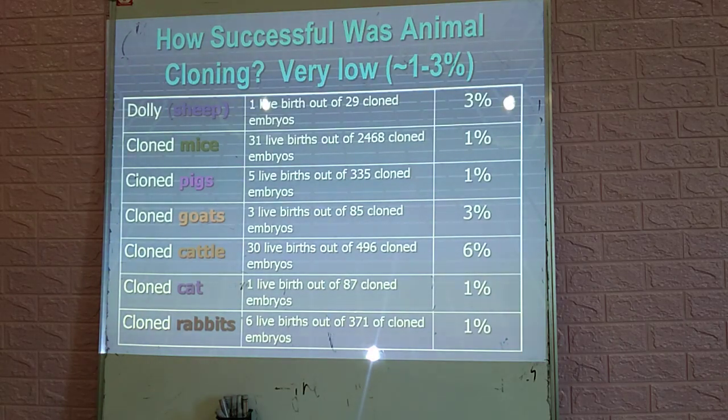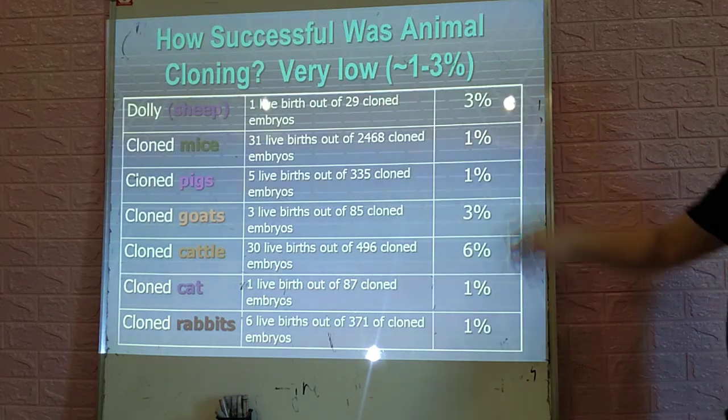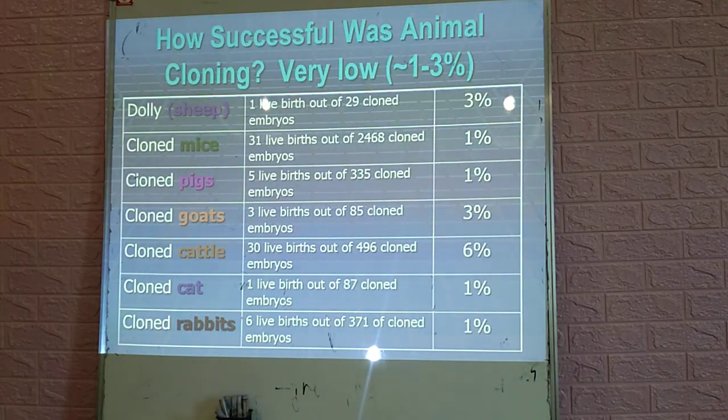So how successful was animal cloning? For the information of everyone, it's very low. It's only 1 to 3%. Imagine. The most famous of all is Dolly the sheep. Dolly the sheep was very well known during that time, as it was national or international news that they were able to clone a certain sheep, named Dolly the sheep. But according to the statistics, only one live birth out of 29 cloned embryos was achieved for Dolly the sheep to be born. That is 3% in terms of the frequency, or the success of cloning itself.